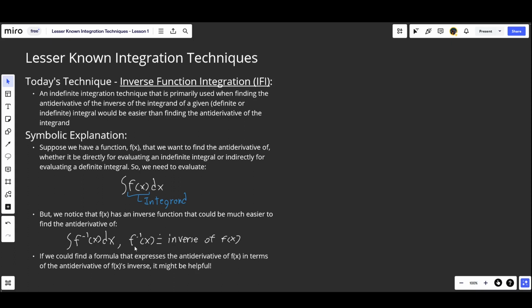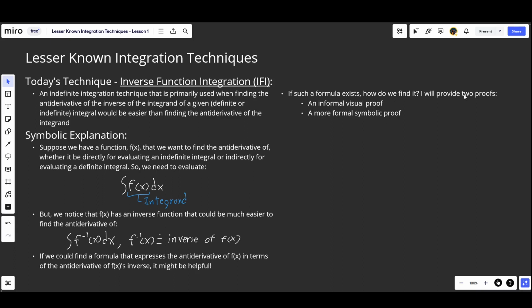Now, the inverse of a function is typically denoted as the function with a -1 superscript. If it turns out that the inverse of f of x is easier to find the antiderivative of, if we could find some way or some formula for the indefinite integral of f of x in terms of the indefinite integral of its inverse, it would be extremely helpful. The big question at this point is, if such a formula that writes the indefinite integral of f of x in terms of the indefinite integral of the inverse of f of x exists, how do we find it?